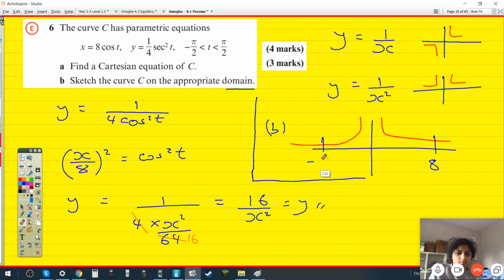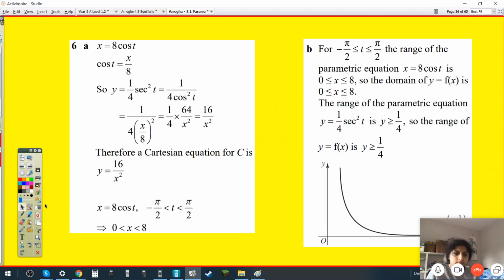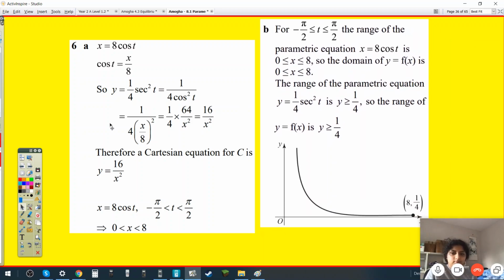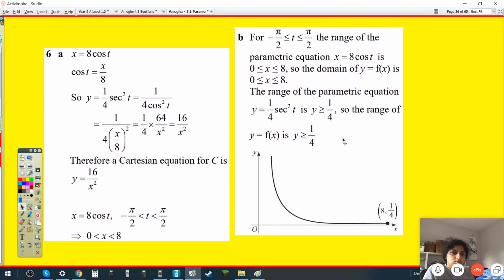Oh, let's not delete it. It was so nice. Okay. So then that's all we need there, up to 8. Is that correct? Looks correct. And that's the graph they're showing there. Any questions with that? No, that one wasn't that bad. That was alright.